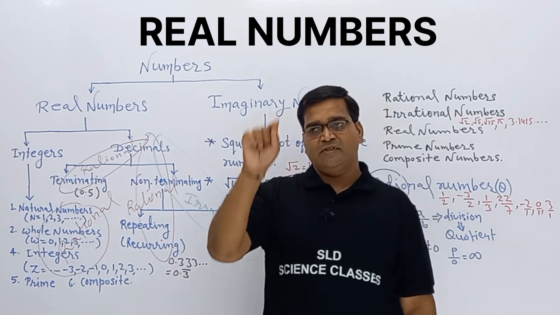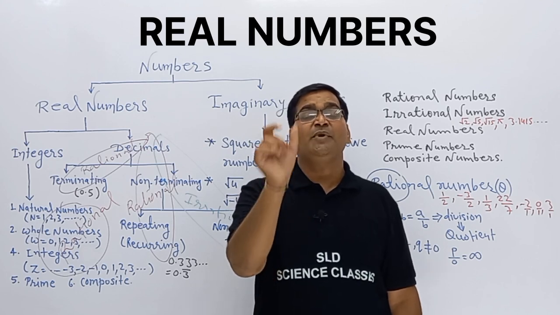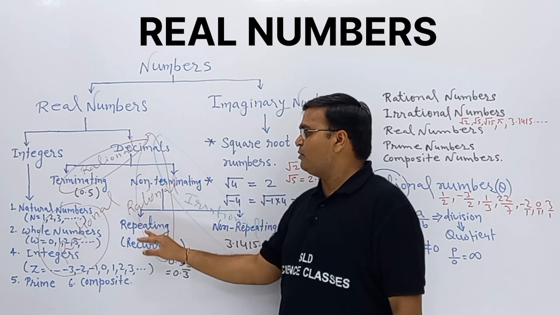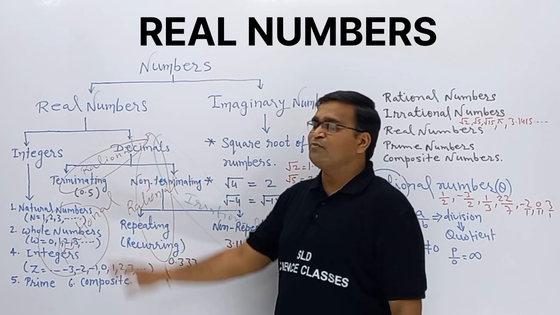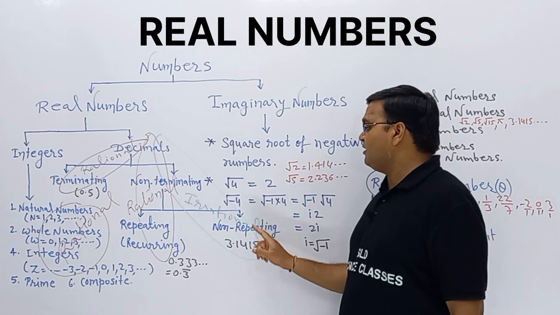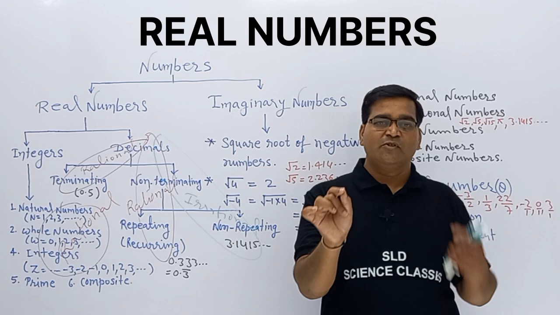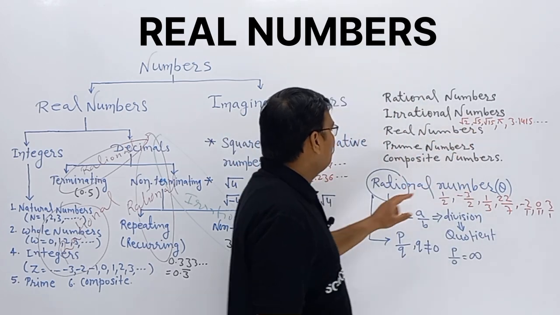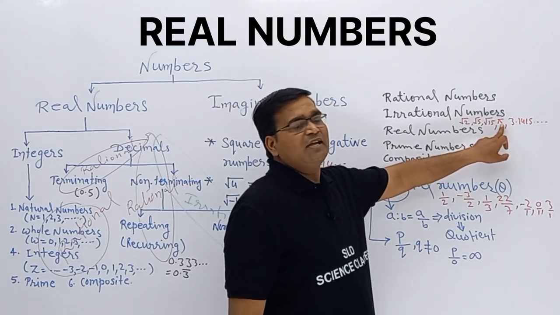After the point, if we get repeating blocks, one number repeating or two numbers repeating, then that type of number is called non-terminating repeating. Non-terminating repeating and terminating decimal expansions are rational numbers, and the remaining only one category is non-terminating, non-repeating decimal expansion, in which after the point we have different values up to infinity, like root 2, root 5, pi. These are irrational numbers.